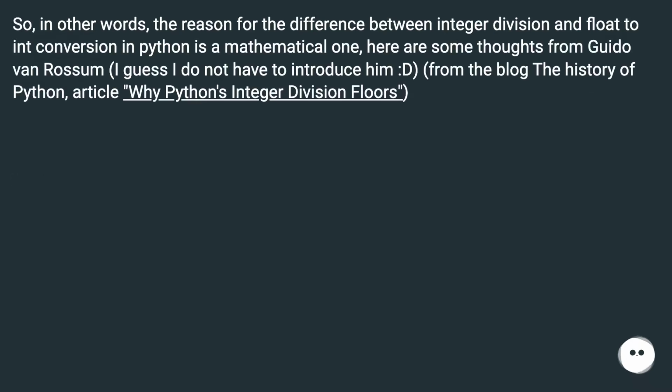So, in other words, the reason for the difference between integer division and float to int conversion in Python is a mathematical one. Here are some thoughts from Guido van Rossum, I guess I do not have to introduce him, from the blog The History of Python, article Why Python's Integer Division Floors.